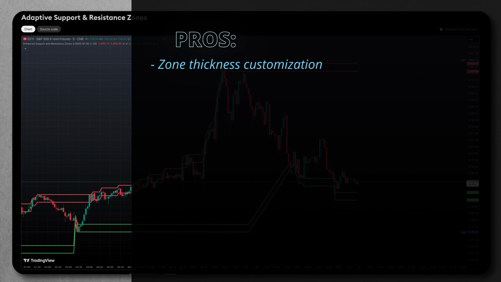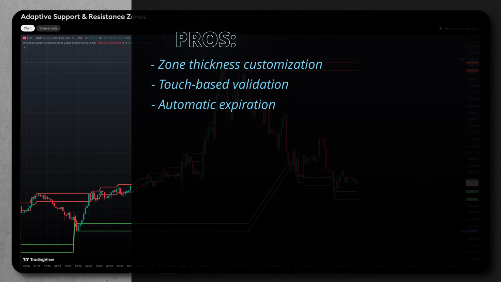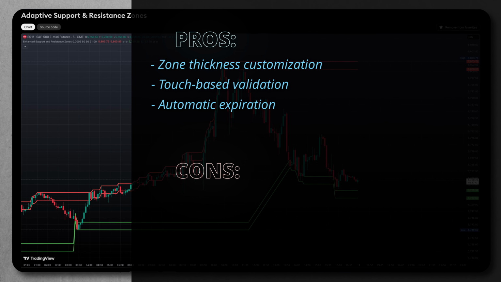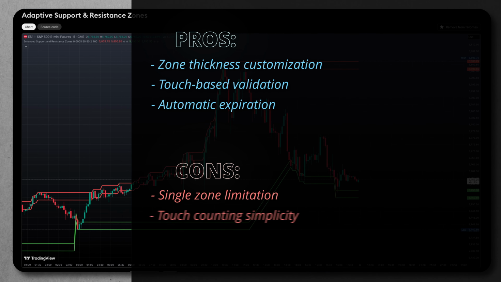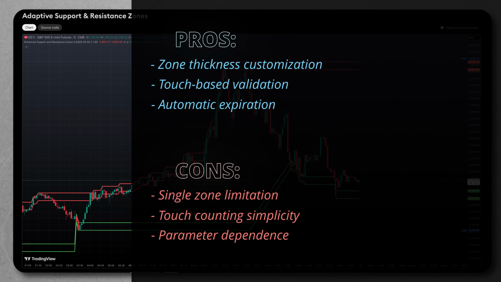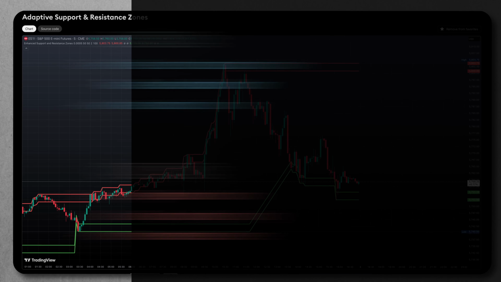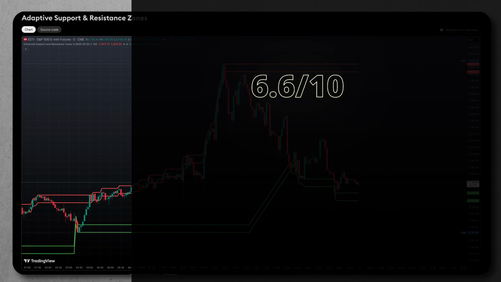Pros: zone thickness customization, touch-based validation, automatic expiration. Cons: single zone limitation, touch counting simplicity, parameter dependence. Ranking: 6.6 out of 10.